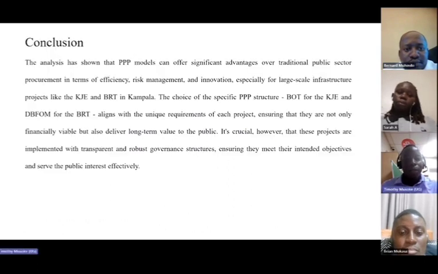In conclusion, the PPP model will offer significant advantages over the traditional procurement, and the structure chosen for both the project BOT and the BRT is aligned to the unique requirements of those projects to ensure that the public interest is served effectively. Thank you, and that makes up our presentation.